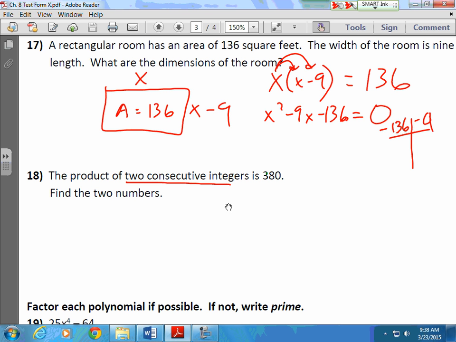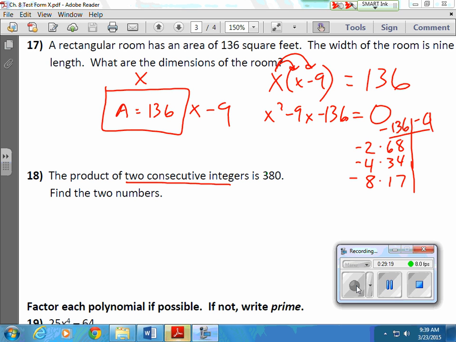What goes into 136? 38 and 29? Did you say 29? No, multiply. What do they multiply together? So negative 18 and 17 is close. How about 8 and negative 17? That's going to give me the negative 9.